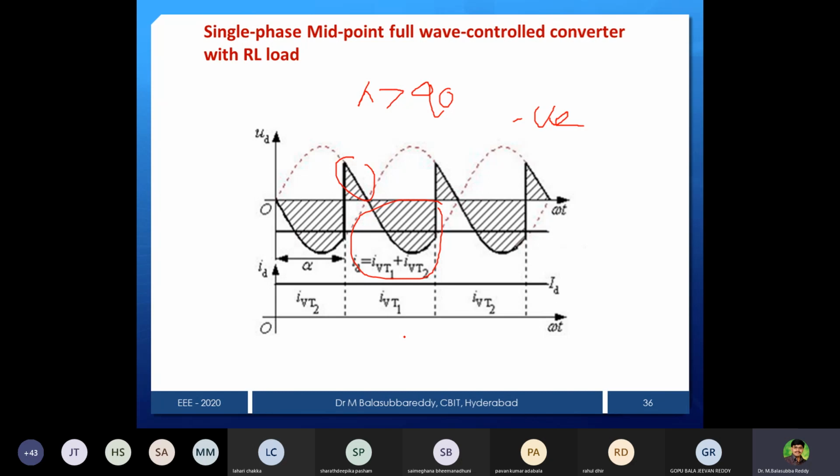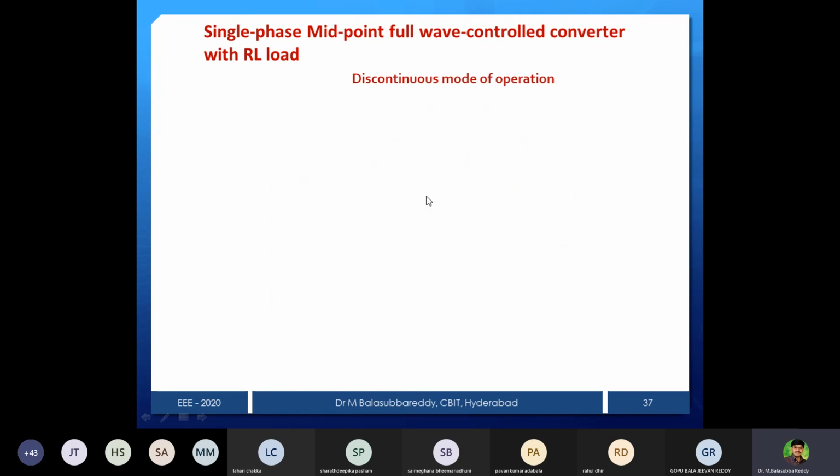If alpha is less than 90 degrees, the average will always be positive, and if alpha is exactly 90 degrees, the average is 0, and greater than 90 degrees, the average is negative. That only I mentioned. That we call the inversion mode of operation because it is negative. So voltage is negative, current is positive, and power is negative. Power flows from the load to the source. That is the inversion mode of operation.